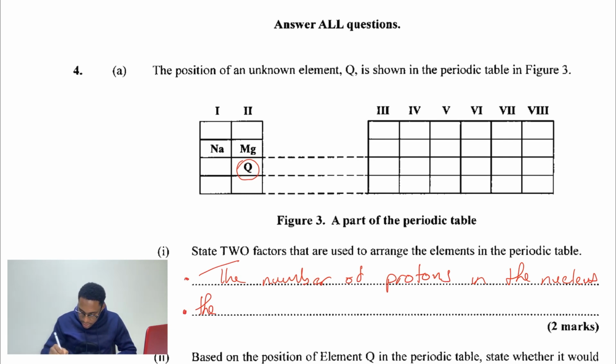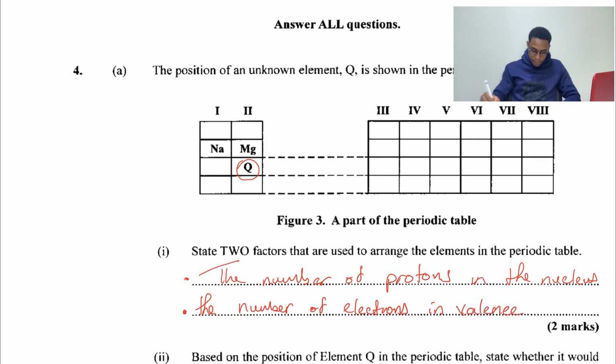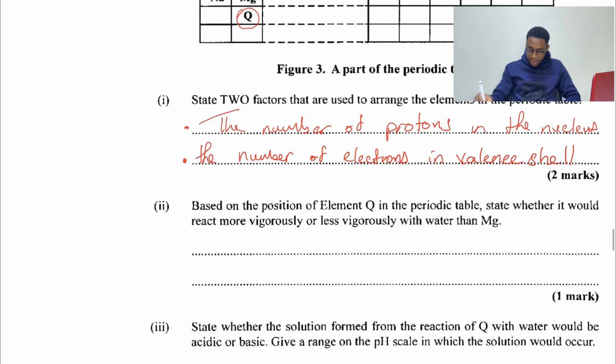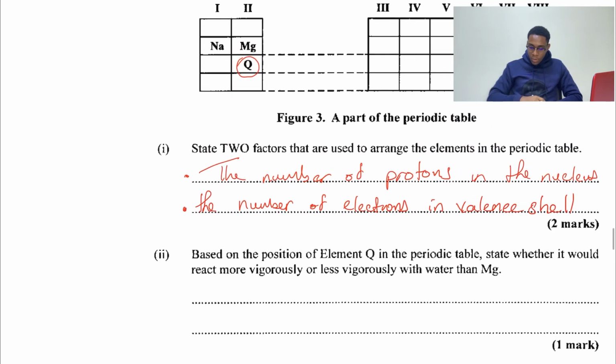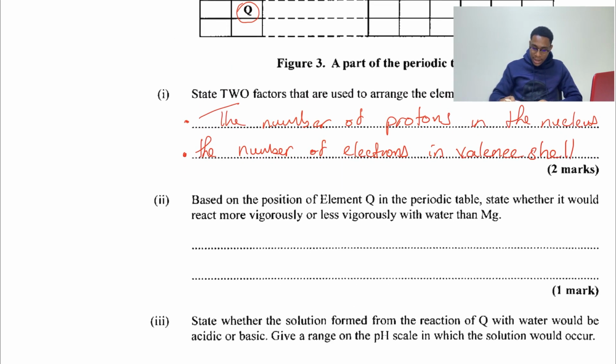So that's 1, and the number of electrons, for shorthand, we'll just say in the valence shell. Moving right along. Question 4ii, based on the position of element Q in the periodic table, state whether it would react more vigorously or less vigorously with water than magnesium.